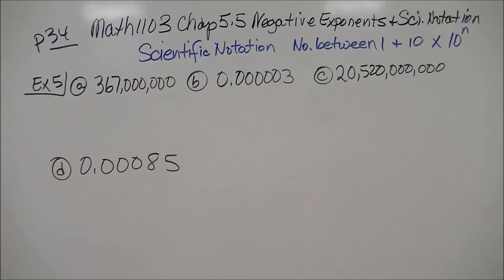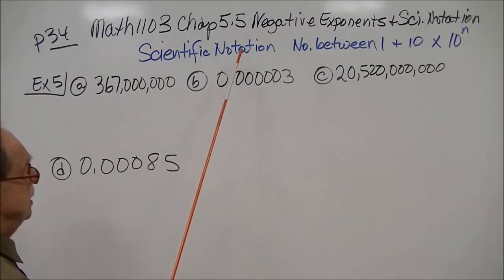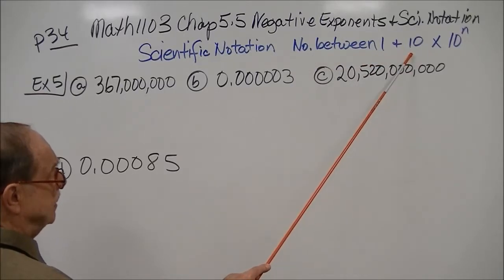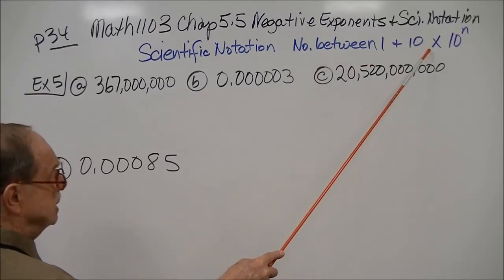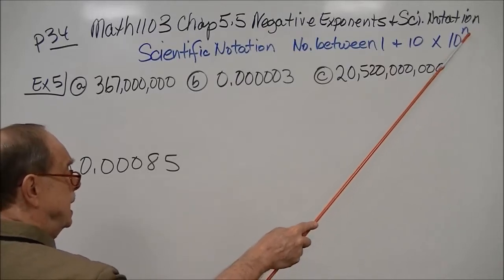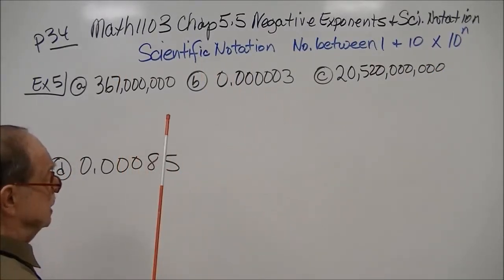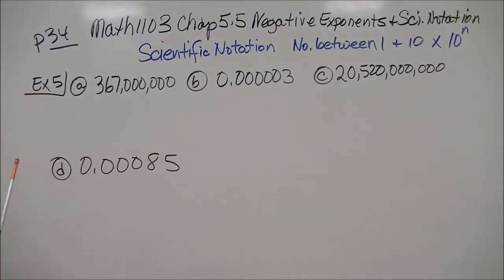Now, the key to it all is that in scientific notation, you have a number that is between 1 and 10 times some power of 10. So this is what we have to do here. And then in our next exercise, we're just going to reverse it. We will have scientific notation, and we'll put it into standard notation.